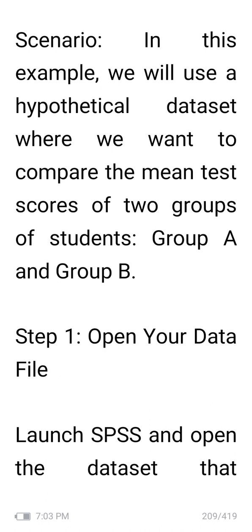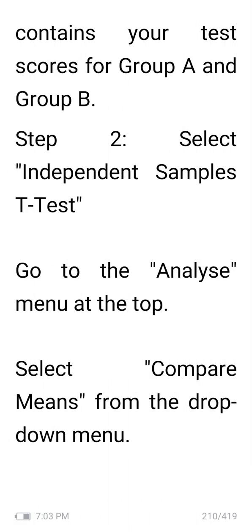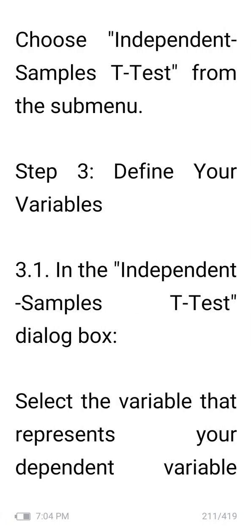Open your data file. Launch SPSS and open the database that contains your test scores for Group A and Group B. Select independent samples t-test. Go to the Analyze menu at the top. Select Compare Means from the drop-down menu. Choose Independent Samples t-test from the submenu.